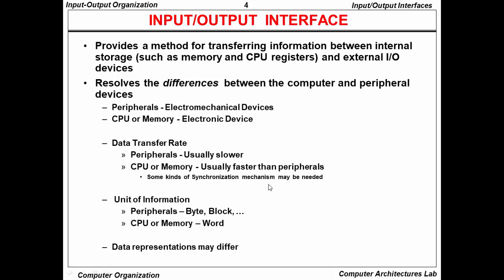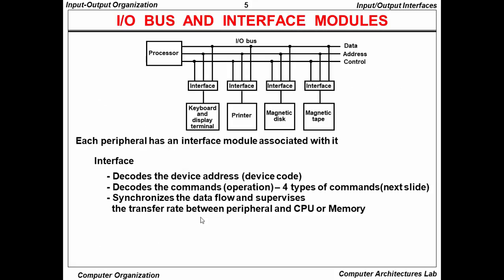Even though there is a difference in the unit of information, let's say peripheral devices basically work on bytes and blocks, whereas the CPU works with words. Okay, so data representation may differ. In both cases, CPU and peripheral device, they may represent different data types or different data. Okay, so in this video we'll discuss the interface module. What is an interface module? So the I/O bus is connected to an interface module.